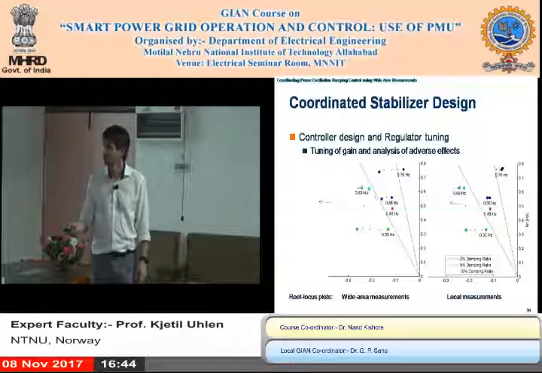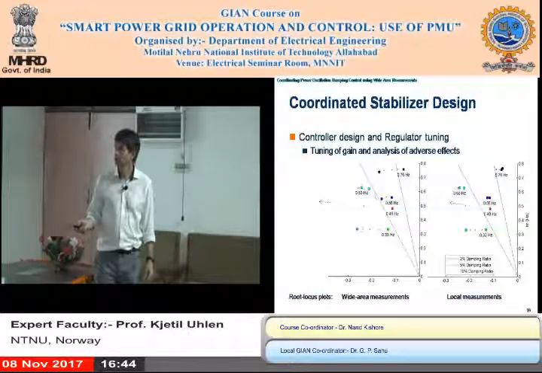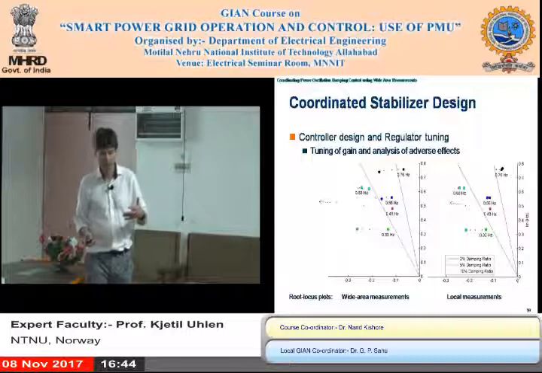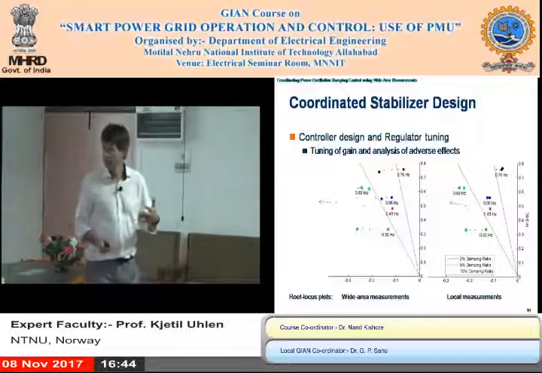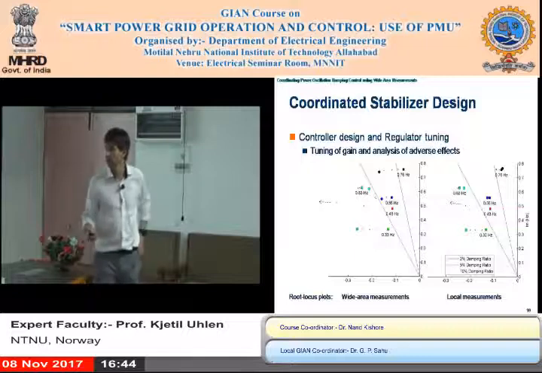But the other thing is that there are other modes that can be adversely affected, which it does up here, for example, and here. But these modes are also actually improved with the use of wide area measurement. So we thought that was promising results, so we wanted to go ahead with that.